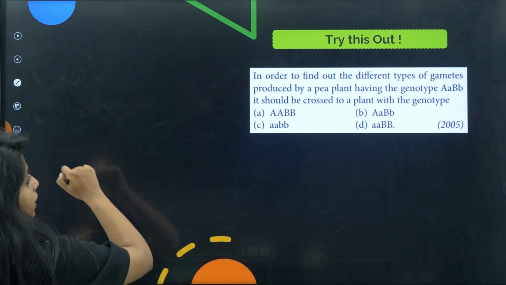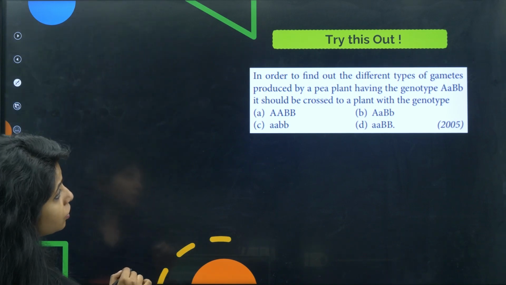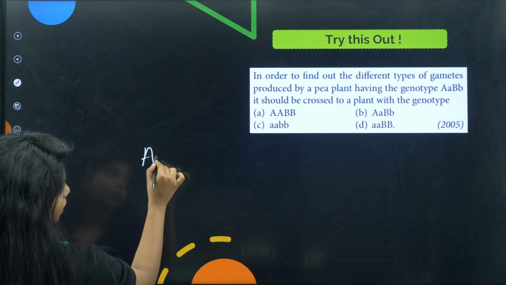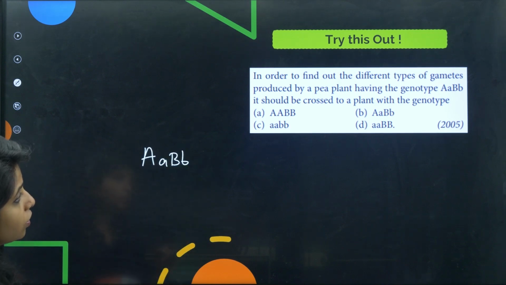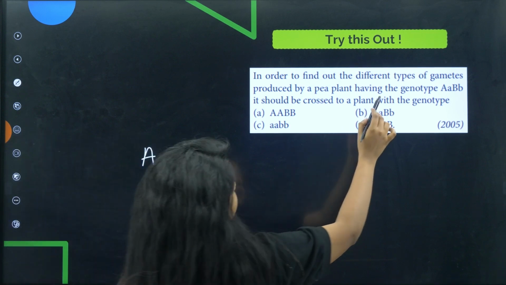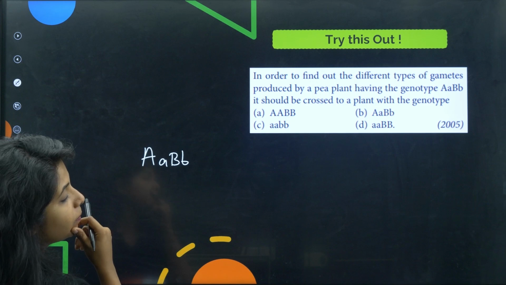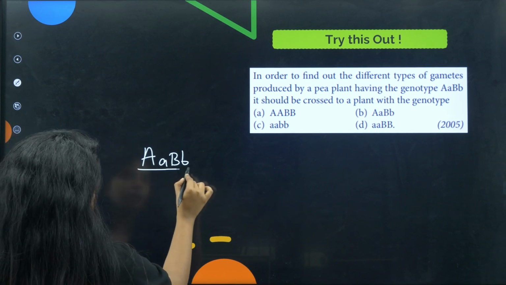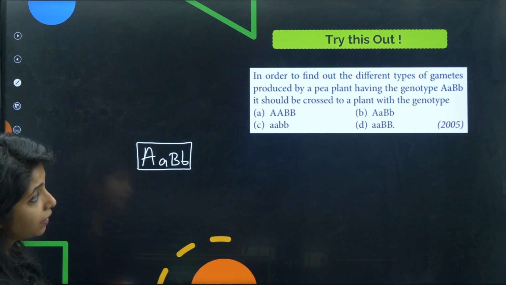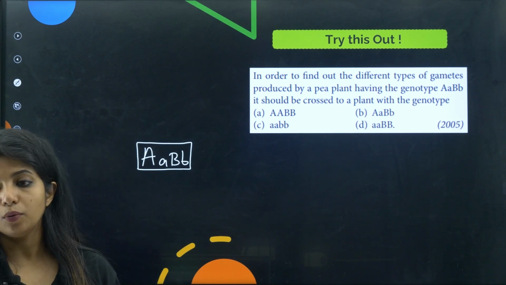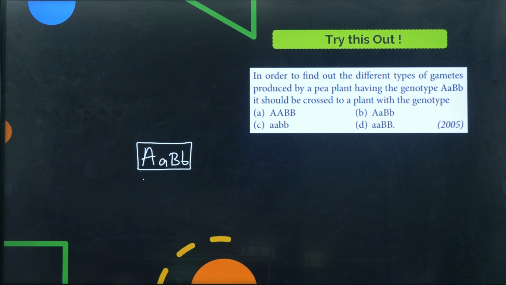Now, in order to find out the different types of gametes produced by a pea plant having the genotype AABB, it should be crossed to a plant with the genotype what? What will be the genotype? That is the question. Try to solve this first.